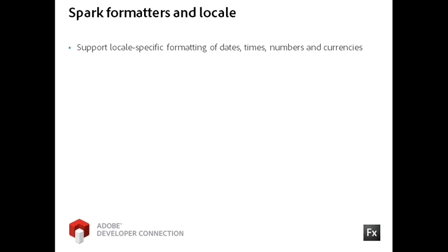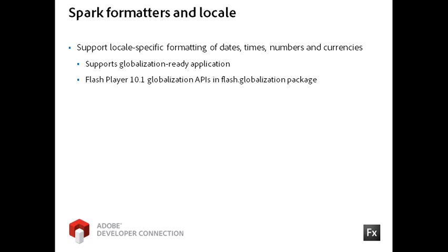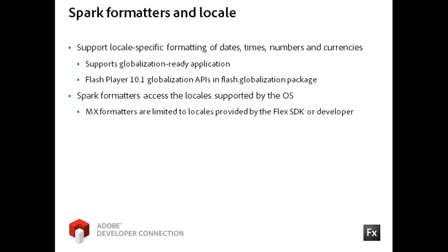Spark formatters are designed to take advantage of locale-specific formatting of dates, times, numbers, and currencies. This enhances your ability to create globalization-ready applications and is made possible through the globalization APIs available in Flash Player 10.1 and referenced through the flash.globalization package. Spark formatters give you access to the locale settings in the operating system on the actual device, while MX formatters are limited to locales provided by the Flex SDK or created by the developer. The details of locale implementation are outside the scope of this course.